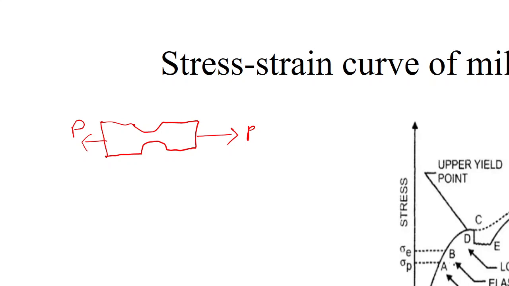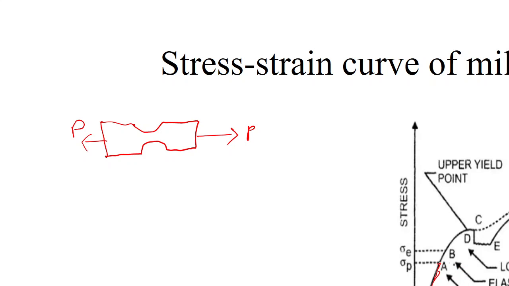The first thing that happens is we give a small amount of load, and for the given loading there is a small deflection. This deflection goes on continuing, and up to a certain limit the stress is directly proportional to the strain. This limit up to which the stress is directly proportional to strain is known as the limit of proportionality, or the proportionality limit. Within this limit the stress is directly proportional to the strain.